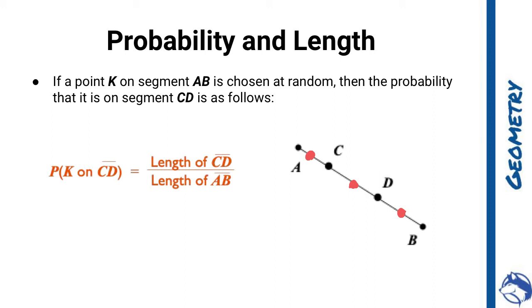The length covered by CD is just this smaller portion, right there. CD is this color right here, and AB is this entire length. Since it's smaller, we end up with a number that's between 0 and 1. And so that's how we would figure that out.